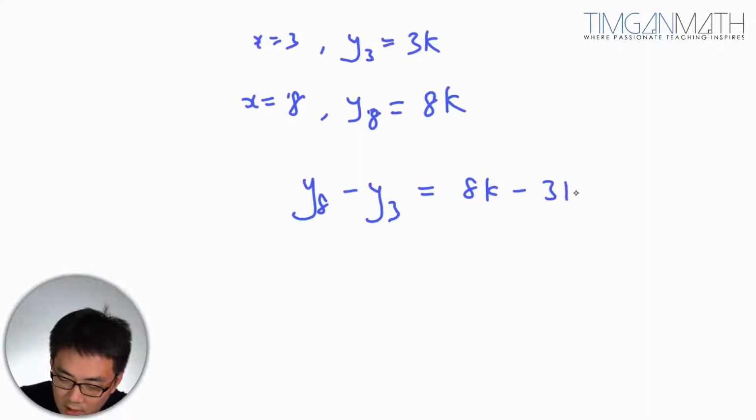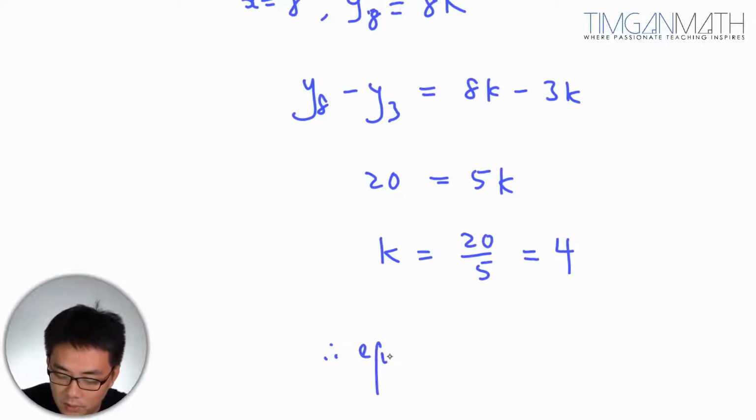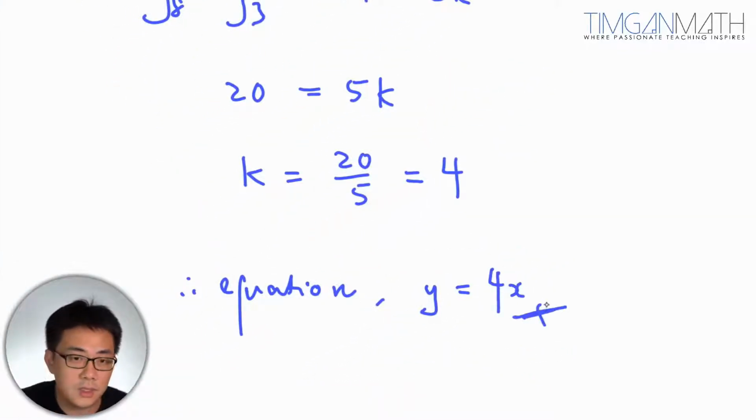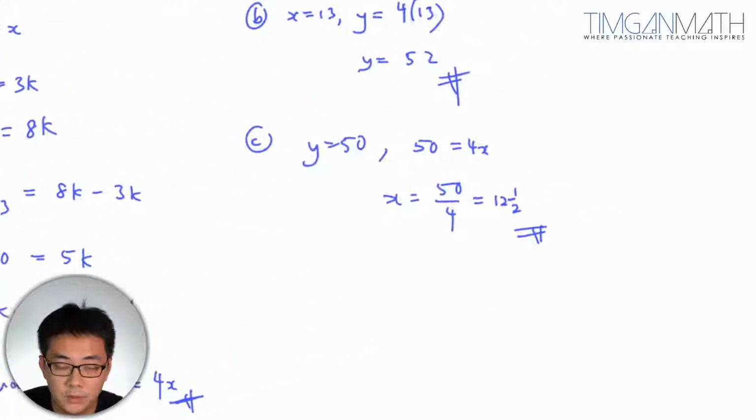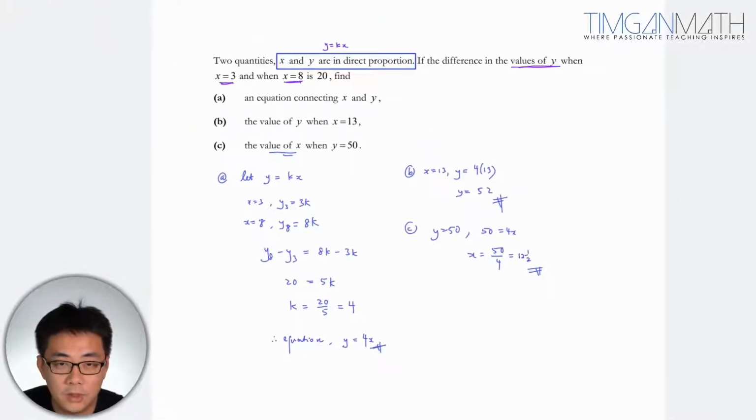Okay, so we're told that y8 minus y3, the difference, is 8k minus 3k, so this will be 5k, and we're told that this difference is 20, so k is 20 divided by 5, which is 4. So hence the equation relating both of them is y equals 4x. Alright, so this is how you do this question proficiently.